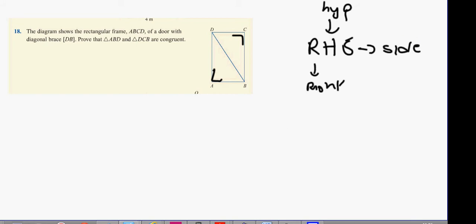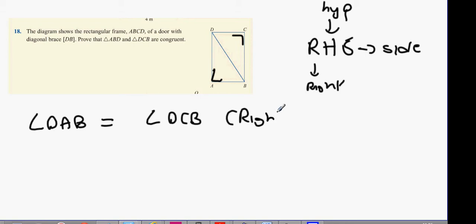So let's try this out. Starting off, we're going to say that the angle DAB is equal to the angle DCB. The reason is right angles. That's our R done. The next one is hypotenuse. Which one is the hypotenuse of both triangles?